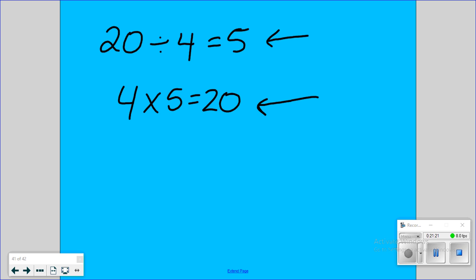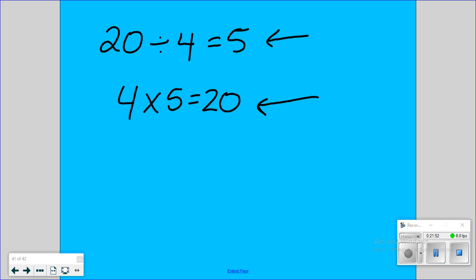Okay, we had 20 counters. We were putting them into 10 equal size groups. All right, who's going to make my division equation? What did we just do?